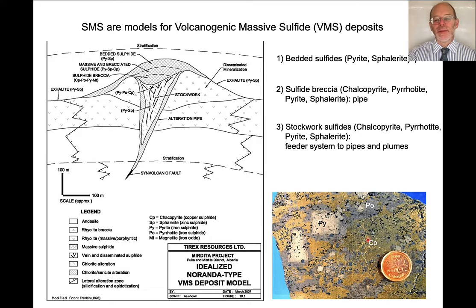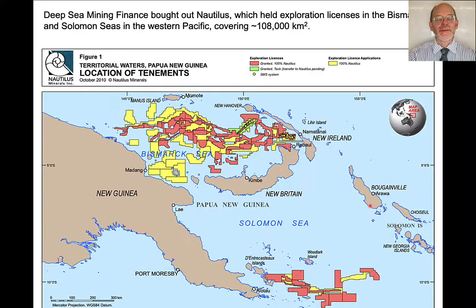And here's a cross-section through the stockwork, this deeper portion of one of these massive sulfide deposits, showing pyrite, chalcopyrite, and pyrrhotite. Now, most massive sulfides are mined on land, but there are plans to extract massive sulfides directly from the seafloor. There was a company several years ago called Nautilus Minerals that developed all of these exploration prospects in the Bismarck Sea.